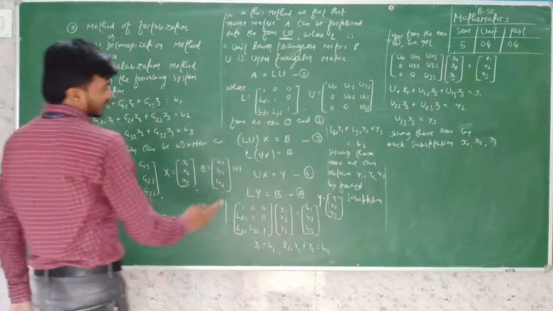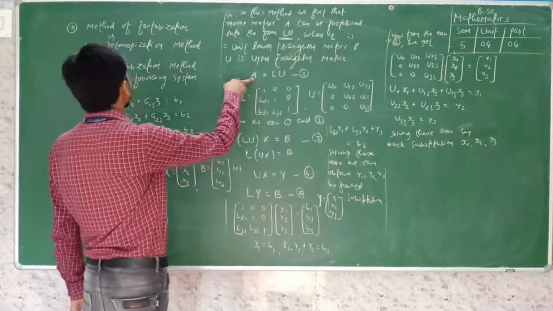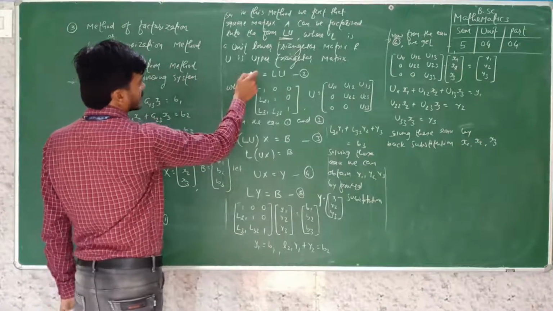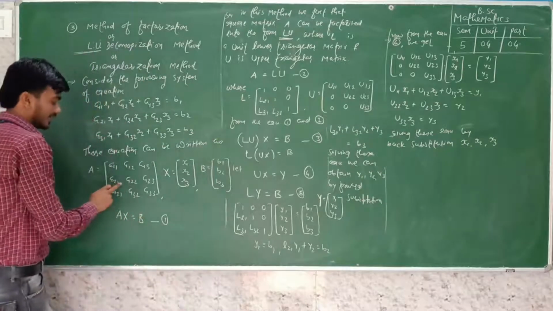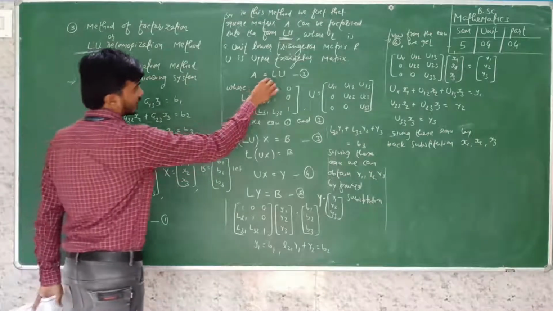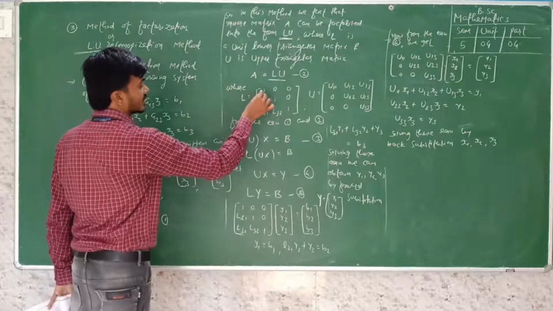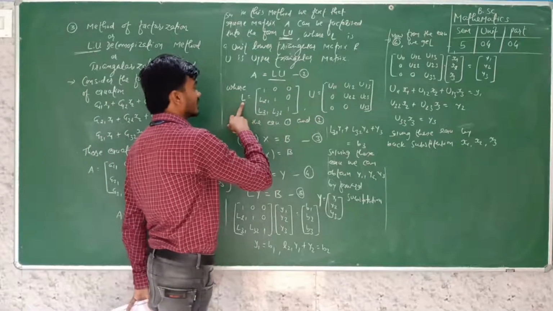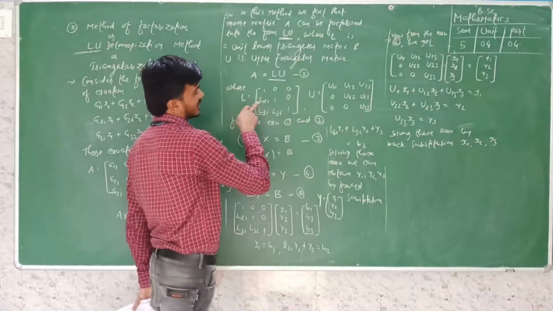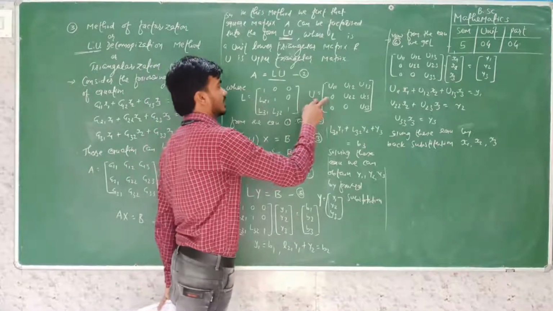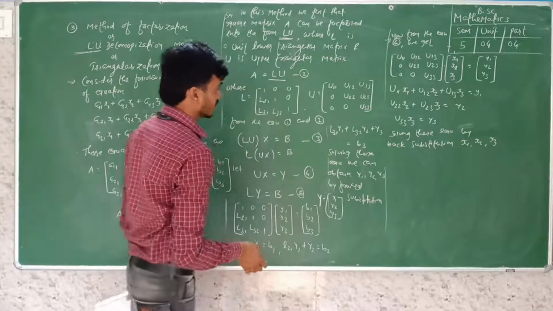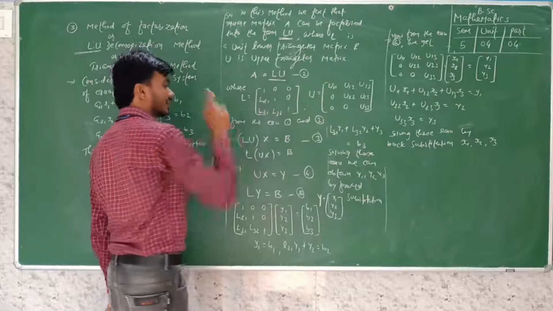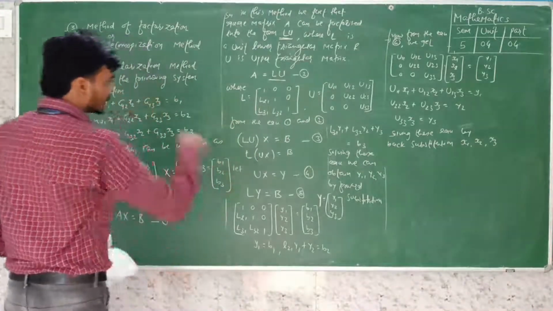So in this LU decomposition method, a square matrix A is factorized into LU, where L is a unit lower triangular matrix and U is an upper triangular matrix. So L is the unit lower triangular matrix, and U is the upper triangular matrix. The multiplication of L and U represents the square matrix A. Note down.